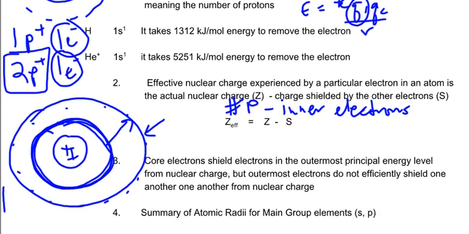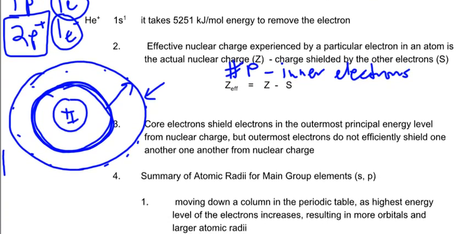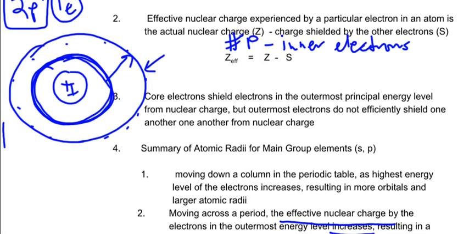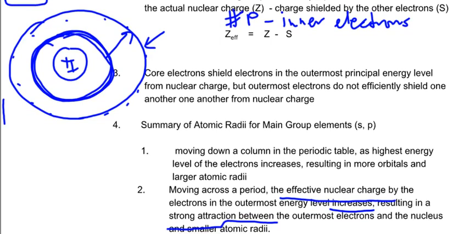So what does it say here? Summary of atomic radii. Moving down a column in the periodic table, the highest energy level of electrons increases, resulting in more orbitals and larger atomic radii. Moving across, I've already underlined some of this stuff. It's pretty important.